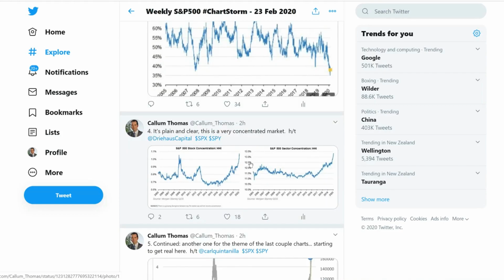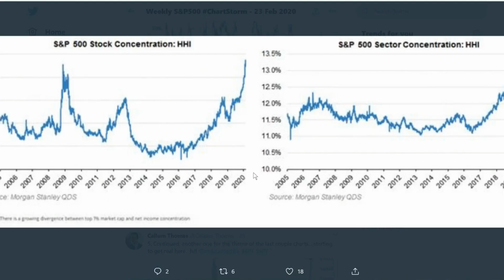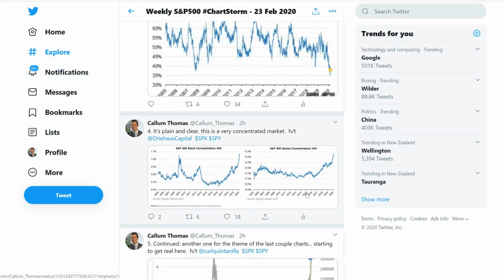It's plain and clear. This is a very concentrated market. On the left chart, that's stock concentration, and on the right chart, it's sector concentration. Very concentrated market. I'm not actually sure exactly what's going on in this chart. Let's see, we've got a blurry blurb here. There's a growing divergence between top 1% market cap and net income. I can't see what that is. Anyway, we'll just say it's a concentrated market.